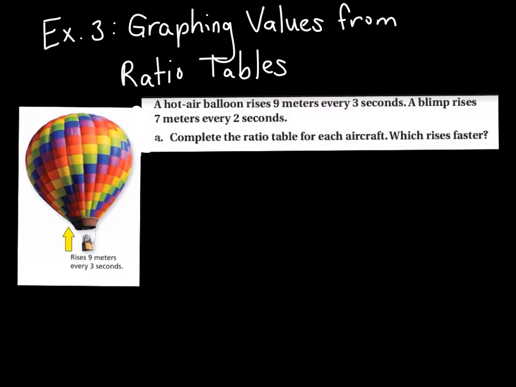In example 3, we're going to be graphing values from ratio tables, and we're going to use this question that tells us the hot air balloon rises 9 meters every 3 seconds, and then a blimp rises 7 meters every 2 seconds. And we're going to complete some ratio tables for each aircraft and figure out which rises faster.